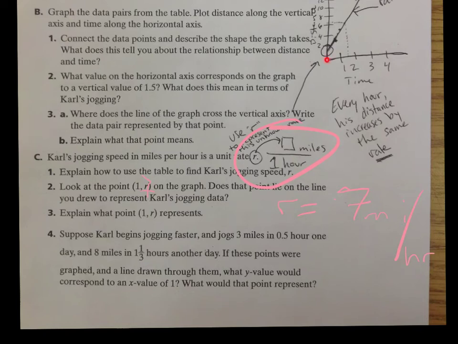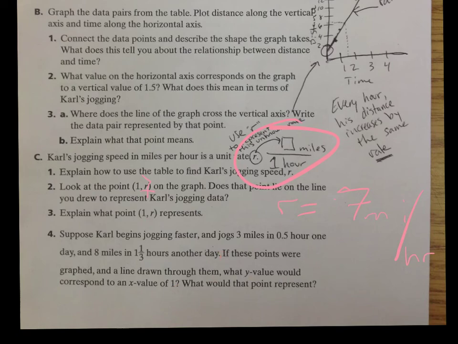So now you're going to plug in that number for R and see, does that fall on the line? Does it not? And then you tell me that story. What does that point represent? 1 on time, and then whatever your R was for rate. What does that really mean? Okay. Here, you're just going to construct a brand new graph, plot those points, and look at some different data.